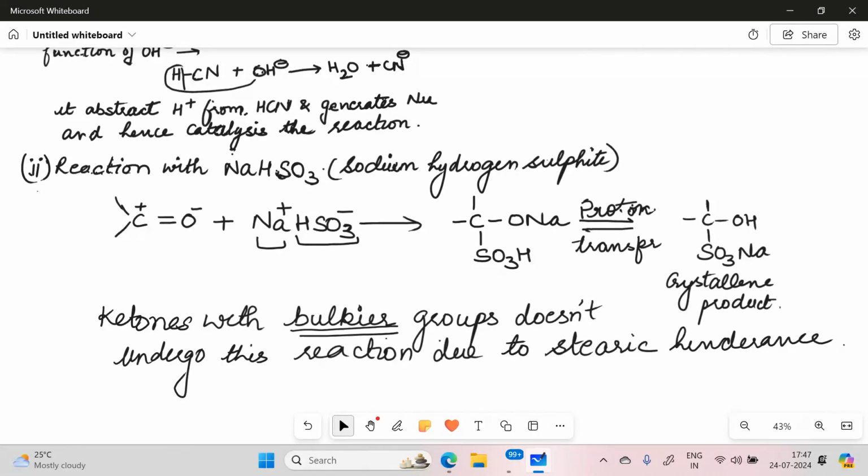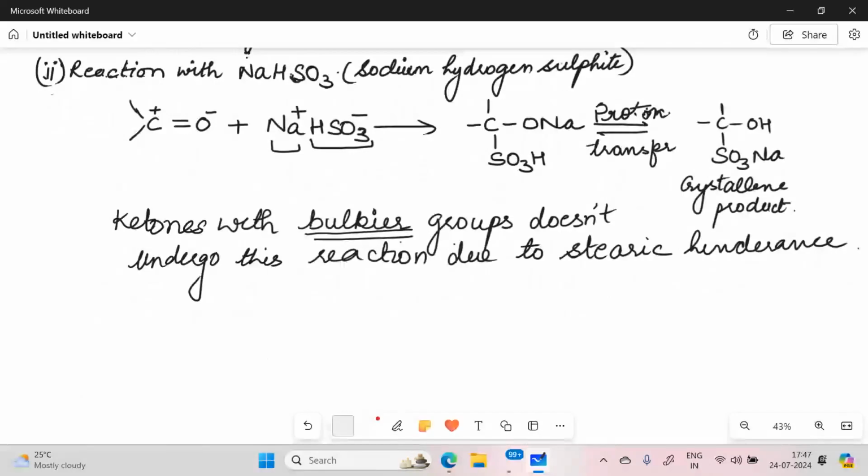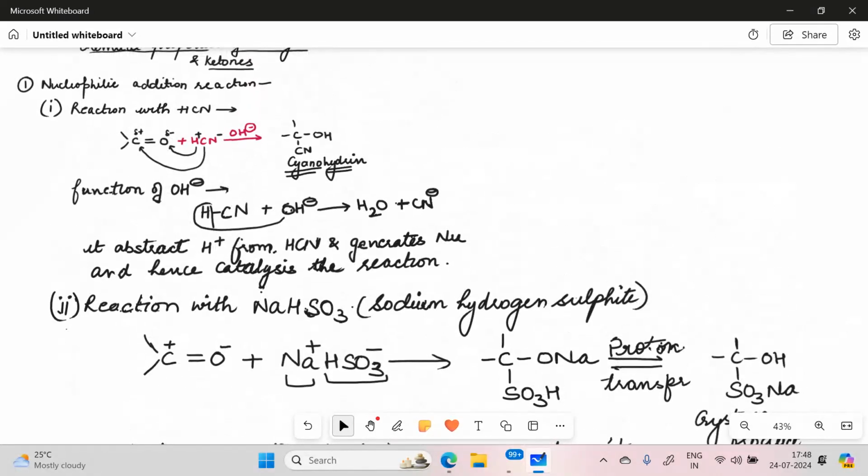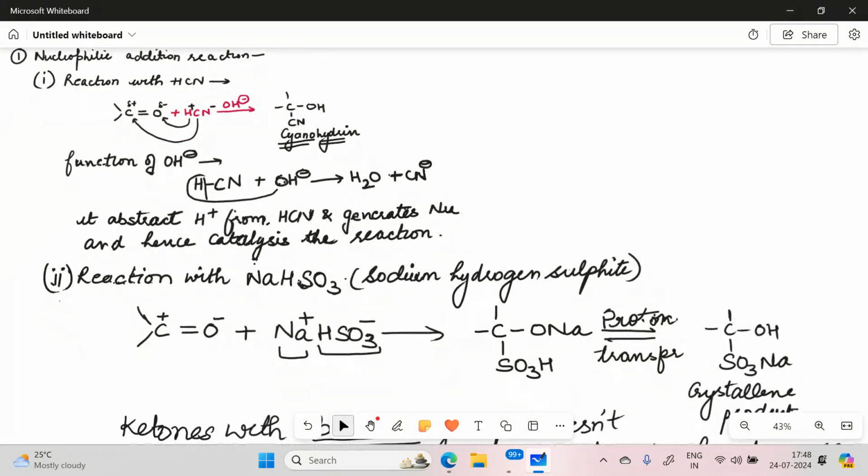One more question. Isn't R an electron donating group? Yeah. So then won't that give electrons to the positively charged carbon? Correct. So how will HCN react then? No, in ketones, its reactivity as compared to aldehydes is always less. That we have discussed last time. Aldehydes are always more reactive than ketones, whether it is a reaction with HCN, sodium hydrogen sulfite, any nucleophilic addition. Aldehydes react faster, ketones react slower.